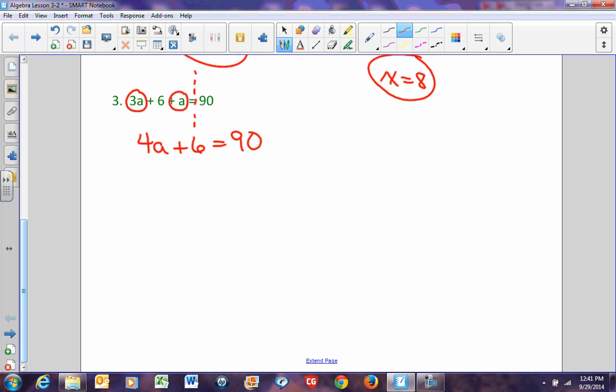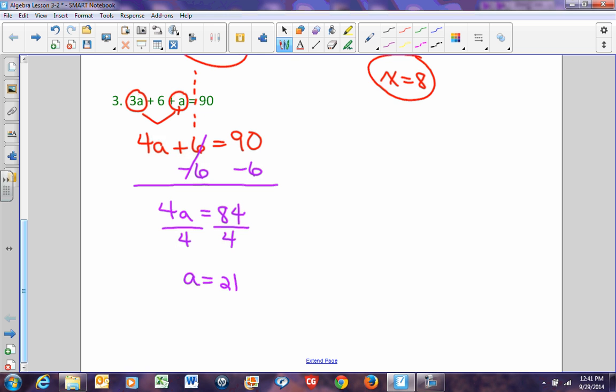You don't need to subtract this a right here, because if you do, you're going to end up messing up your equation really badly. They're both on the same side, so we will combine those like terms to get 4a plus 6 equals 90. If I subtract 6 from both sides of the equation, I now have 4a. These two 6's cancel out. 90 minus 6 is 84. Divide by 4, and a equals 21.